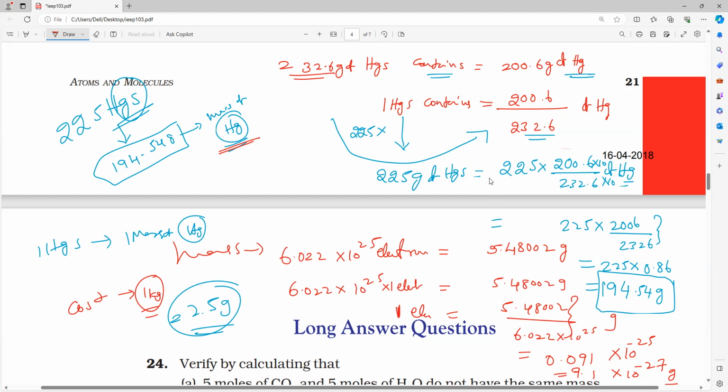So 1 gram of HgS contains 200.6 divided by 232.6 grams of Hg. Then 225 grams of HgS contains 225 into the same. That is the mass of Hg. That's all. If you do that, you'll get the answer. Are you clear, everybody? Please respond, guys.